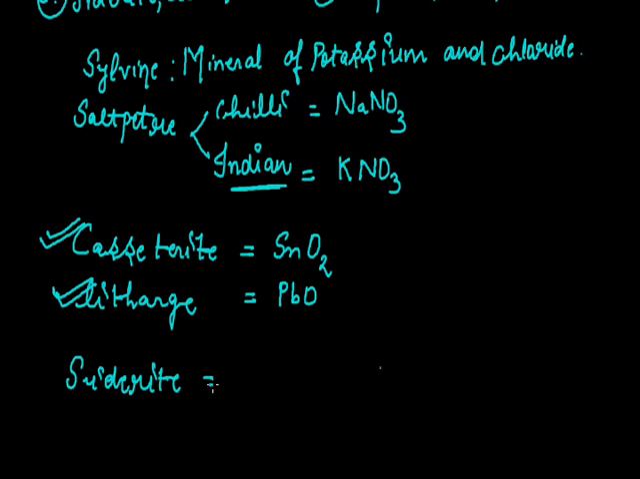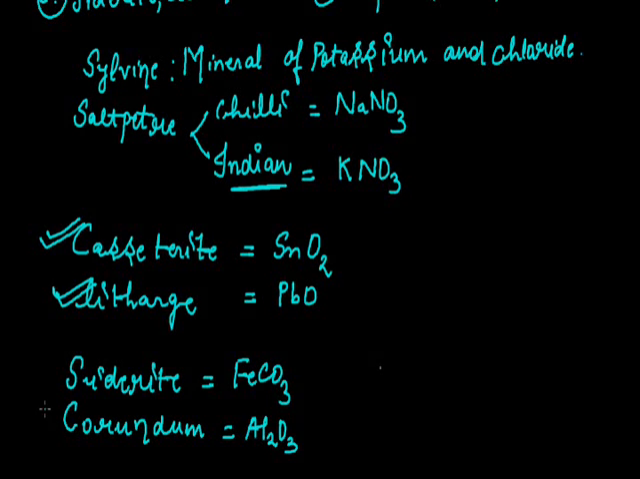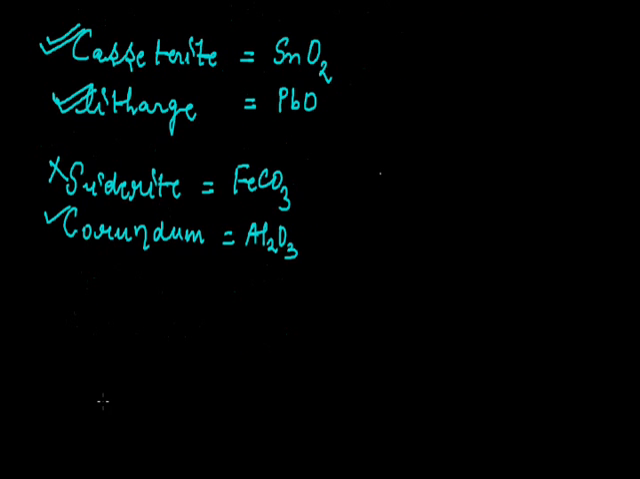Siderite is a carbonate of iron, that is FeCO3. Corundum. Corundum is an oxide of aluminium, Al2O3. Here one pair is correct but the other one is wrong. So this is not the right answer.